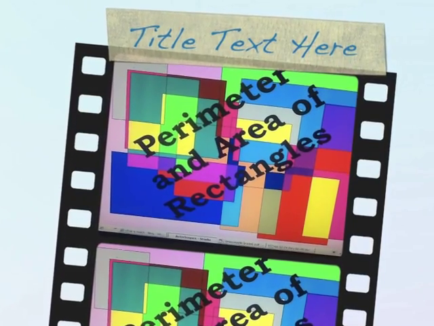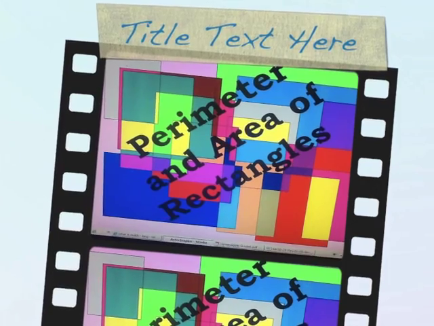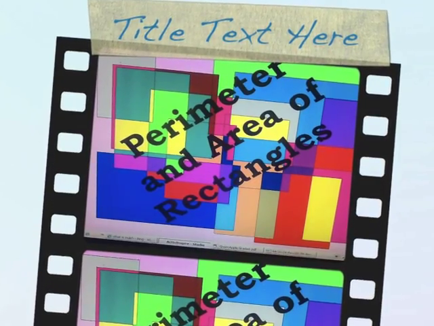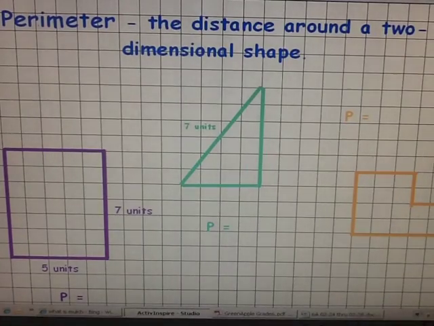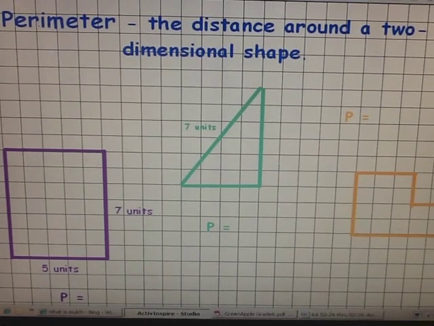This video is on perimeter and area of rectangles. This is a review of what you've learned in elementary school. Perimeter is the distance around a two-dimensional shape. To find the perimeter, you just add the lengths of all the sides together.